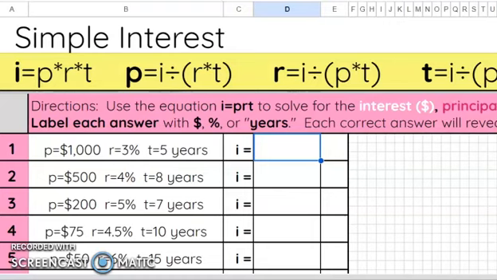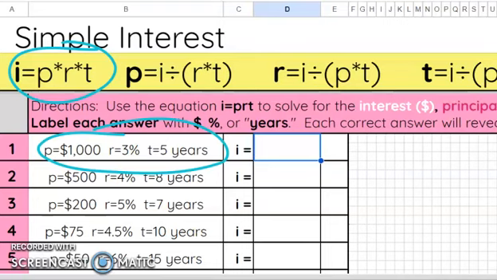Let's do some of the classwork problems together. For most of the problems, we are going to be using the basic simple interest formula, which is I equals P times R times T, or interest equals principal times rate times the time. So for number one, we are just going to multiply these three things together with a calculator. Remember to hit the percent button.